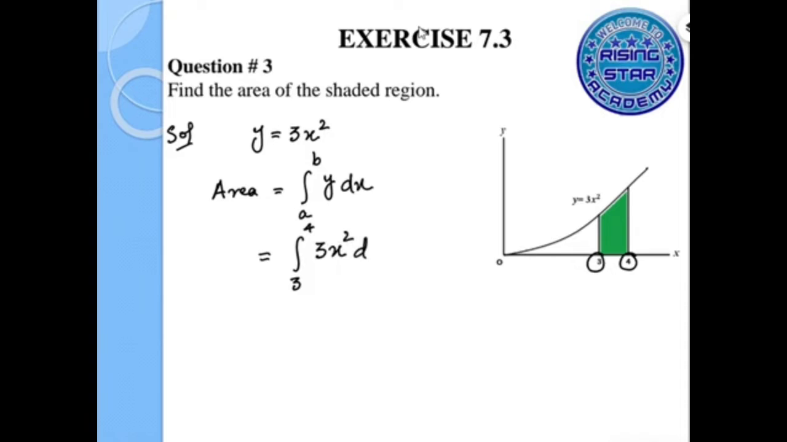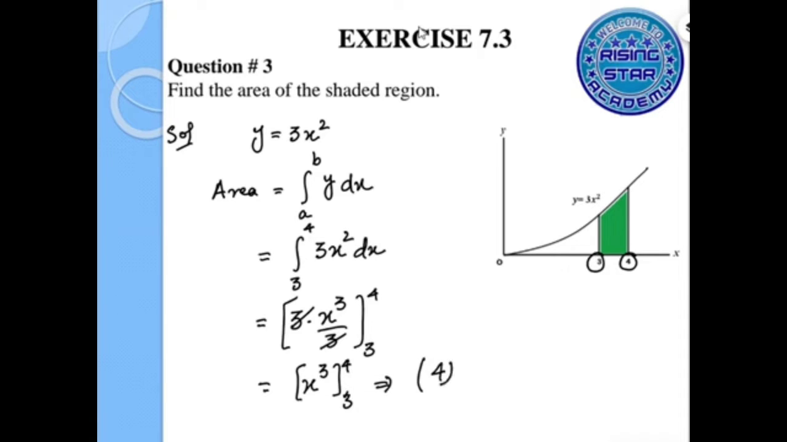squared dx. Now I would apply the integration, so that would become x cubed over 3, and the limits are 3 and 4. This 3 is going to be cancelled out with this 3, so I have x cubed, lower limit 3 and upper limit 4. Now I would plug in the limits, so that would be 4 to the power of 3 minus 3 to the power of 3. That would become 64 minus 27.